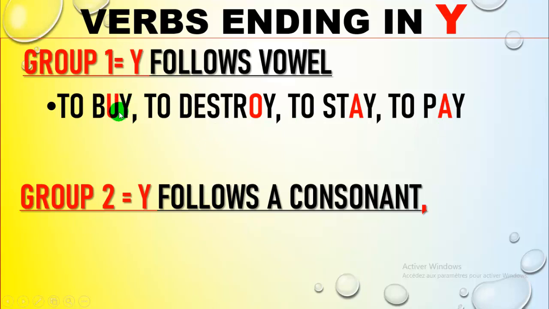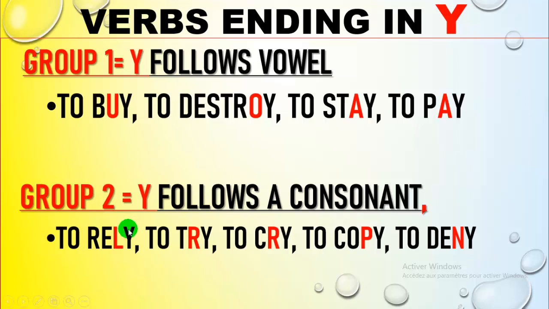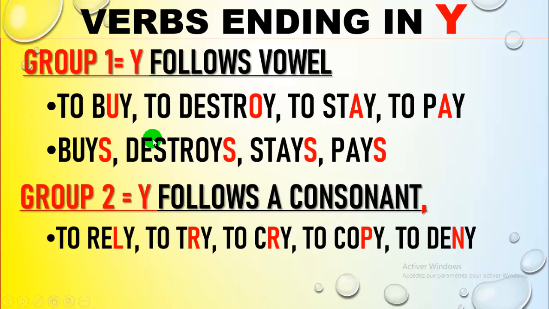These verbs, you see, the Y follows a vowel. O is a vowel. A is a vowel. In this case, we just add S. Now, group 2, when the Y follows a consonant: rely, try, cry, copy, deny, study, etc. You have a consonant L, R, P, N. In the first group, just add S.